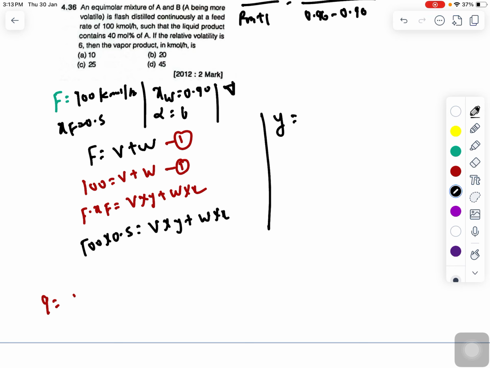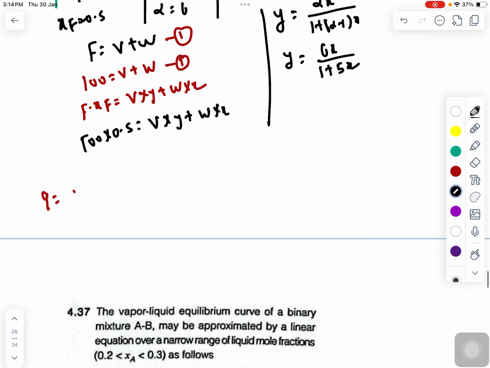So when we talk about equilibrium distillation here, Y can be written as Y equals alpha X upon 1 plus alpha minus 1 into X. This is a relation between Y and X at equilibrium. Since the relative volatility is given, that is 6X divided by 1 plus 5X. Is that clear? So we can write this way, and after that we can write 50 equals V multiplied with Y, which is 6X divided by 1 plus 5X, plus W into X. Is that clear?